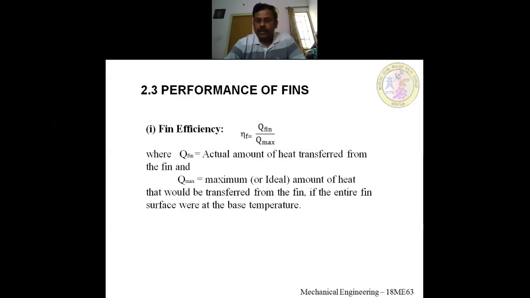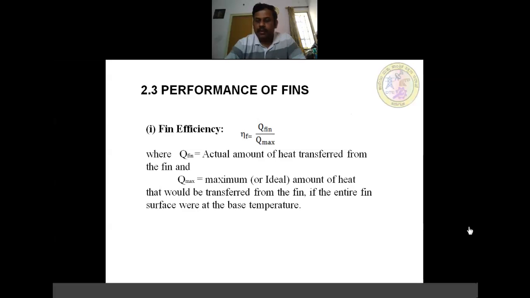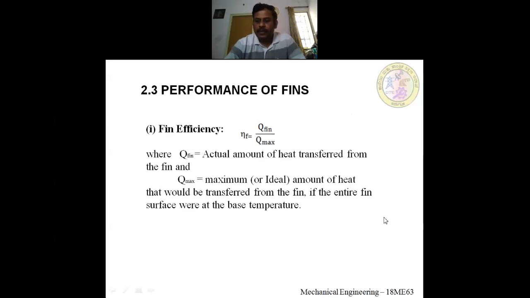suppose at the tip of the fin heat will be transferred by convection. That also we have derived, that is the temperature distribution and heat transfer rate. And also we have said that we can use corrected length for a fin losing heat at its tip by convection. We have told you that we can use corrected length, and we can use the formula of insulated end. That is the formula of heat transfer rate for insulated end.